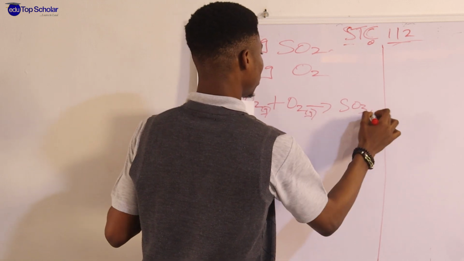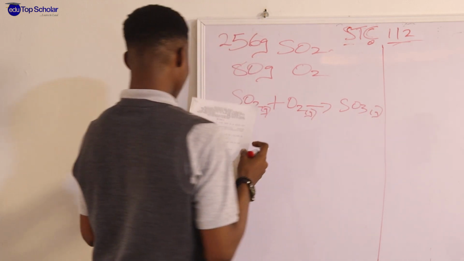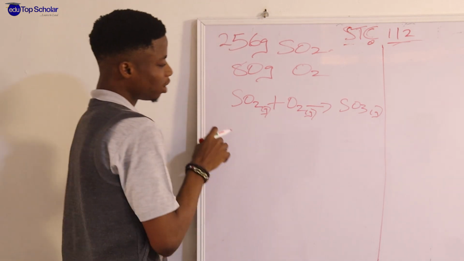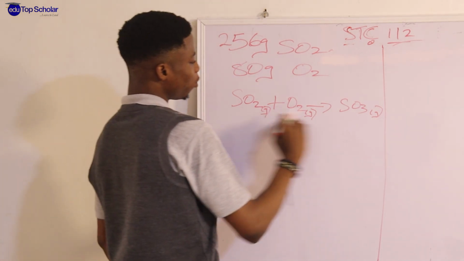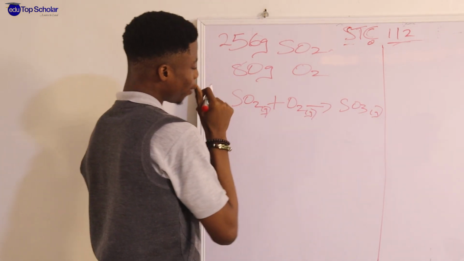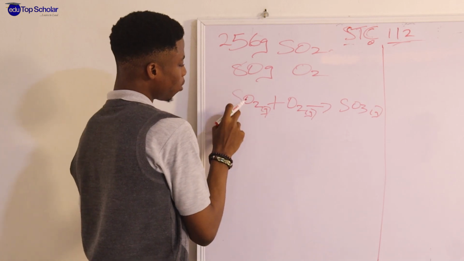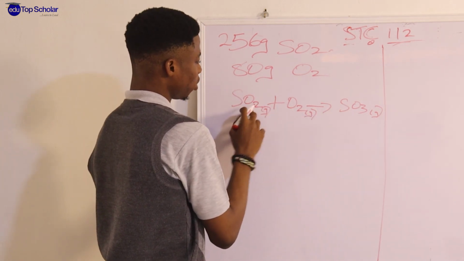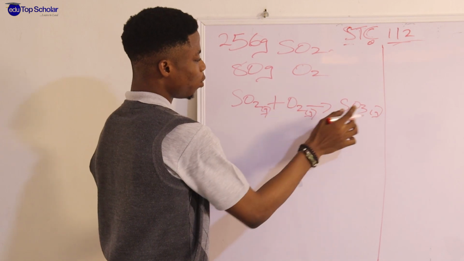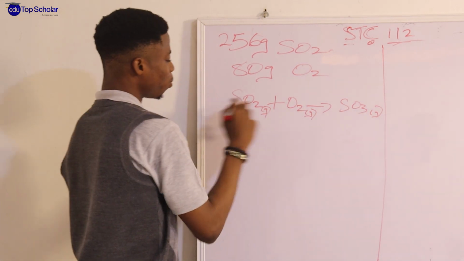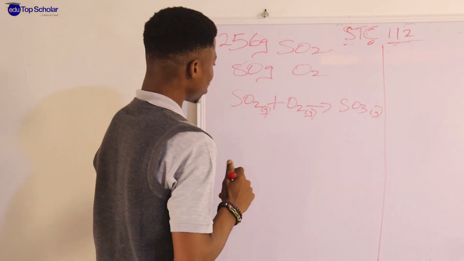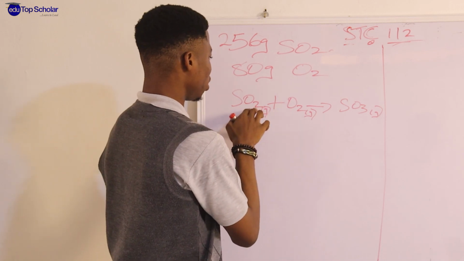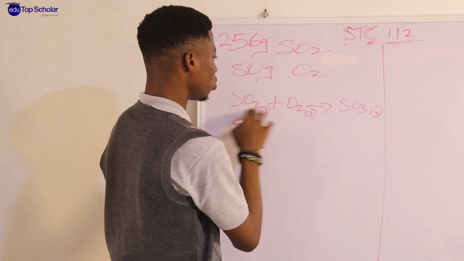Now, the first question says, balance the chemical equation. Now, to balance the chemical equation, we check for each atom, the number of atoms. Here we have 1 sulfur, 2 oxygen plus 2 here, making 4. Here we have 1 sulfur and 3 oxygen. So we need to balance up. So how do we start? We start with our oxygen. It is 4 here, it is 3 here, so we need to do something.